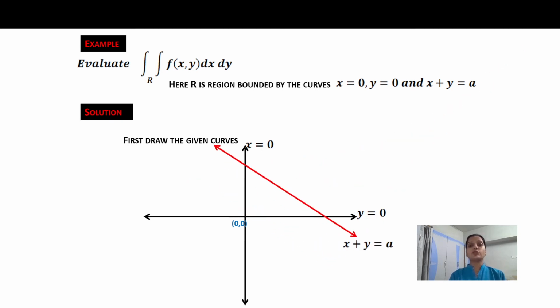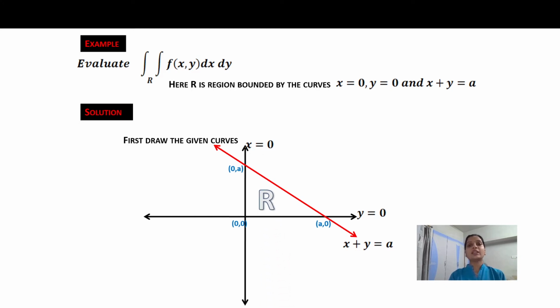Now, after you draw these curves, the region of intersection you will decide and find the points of intersection. How do we find the points of intersection? We have seen substitute one curve into another and we get the point of intersection. And the region of intersection will decide.